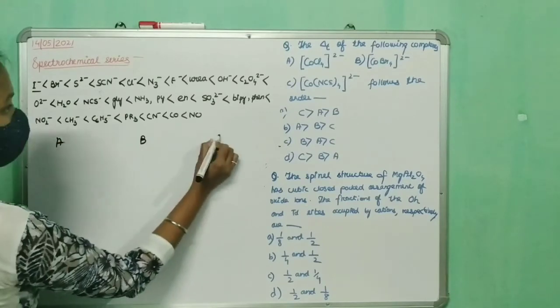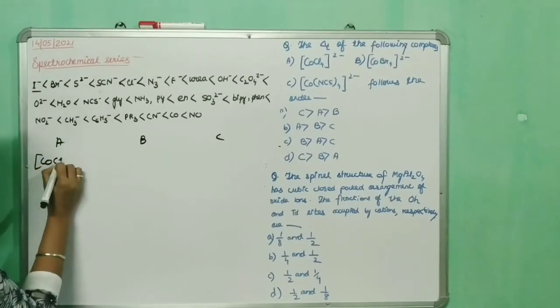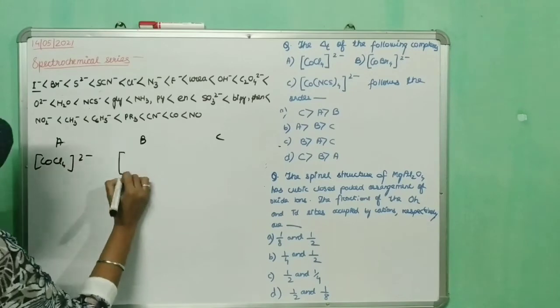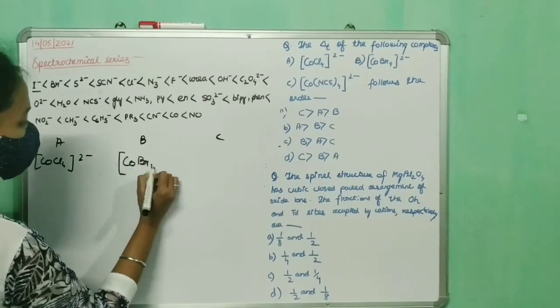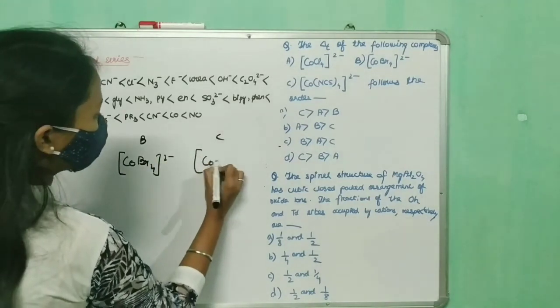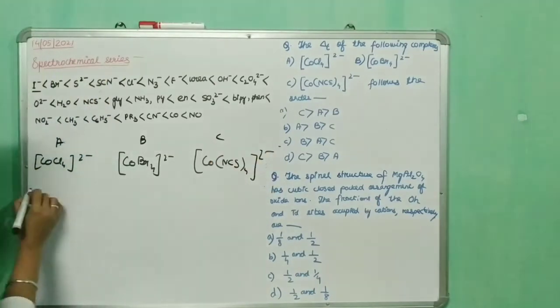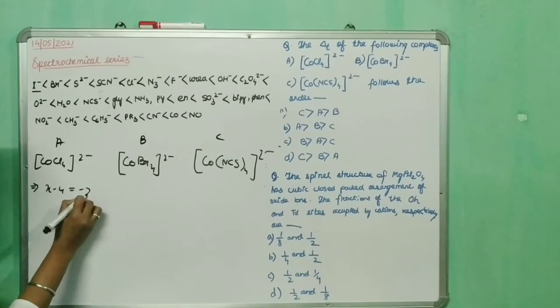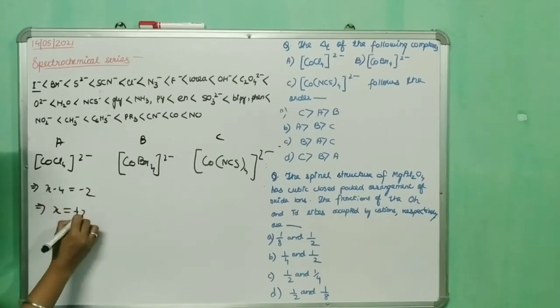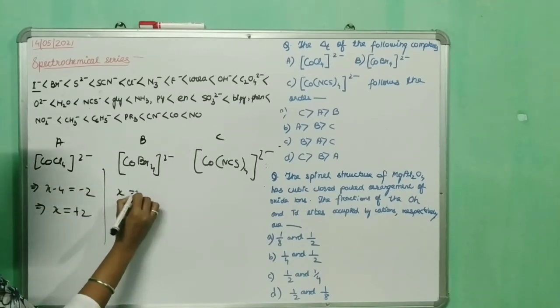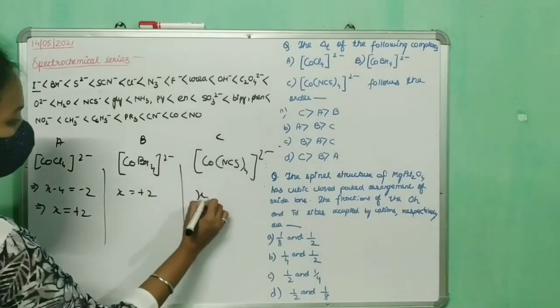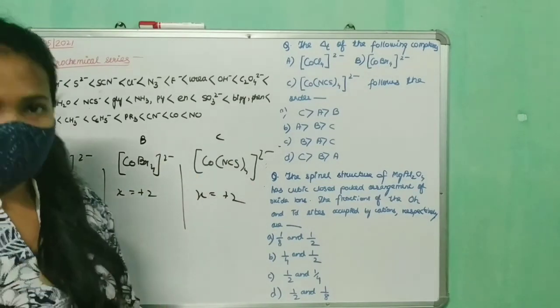if I write all the three complexes, the first one is CuCl4 2 minus, the second is this, and the third is this 2 minus. If we find out the oxidation state in all three, we will get cobalt to be in the +2 oxidation state. Similarly here also, if we calculate, in all three, cobalt is in the +2 oxidation state.